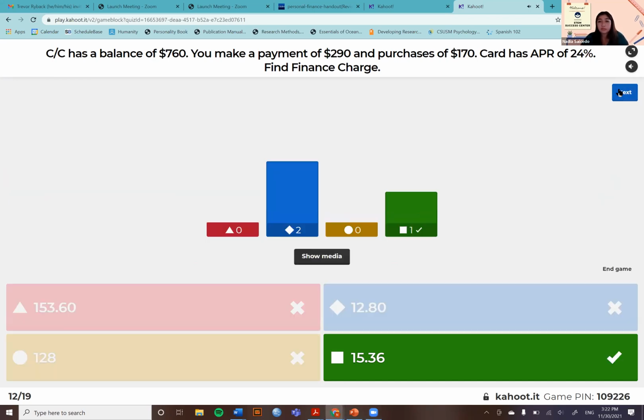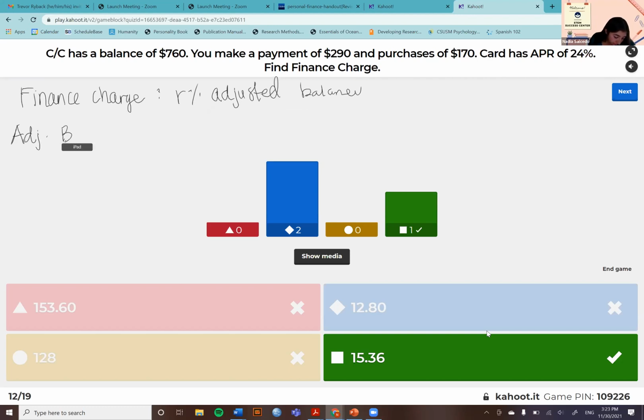All right, I'm going to go over this one. To find our finance charge, it's going to be our percent, so that's our rate, of our adjusted balance. So we have to find our adjusted balance before we can find our finance charge. And to find the adjusted balance, that formula is going to be our old balance minus our payments, and then we're going to add our purchases that we made.